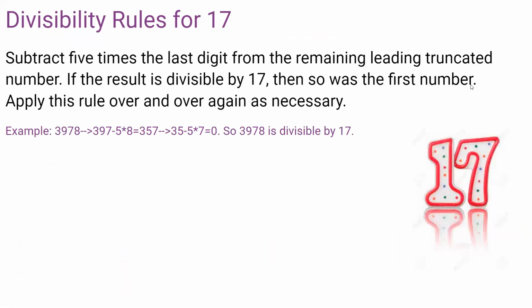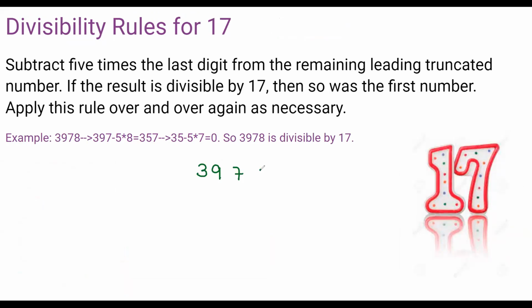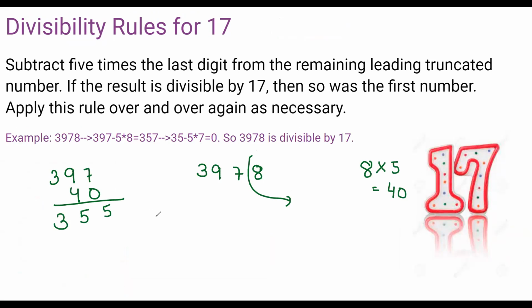Now let's do the divisibility rule of 17. So 17 is subtract. Suppose you have a number. Always we take out the last digit, and then we multiply by 5. How much did you get? 40. So now 397 minus 40. How much did you get? 355. Again, you take the last digit. 5 times 5, 25. So subtract.